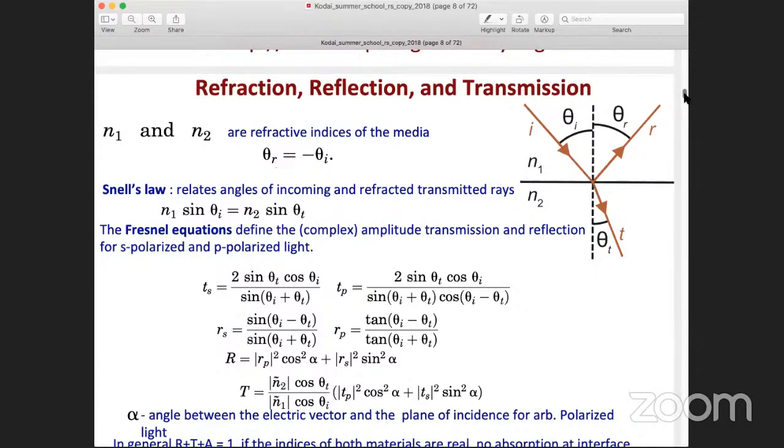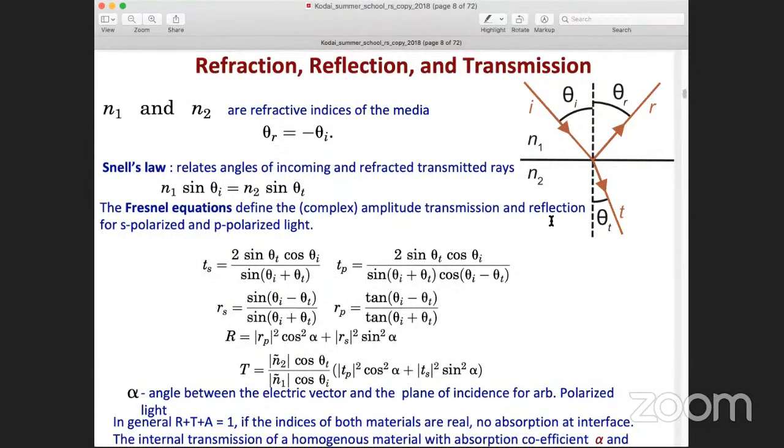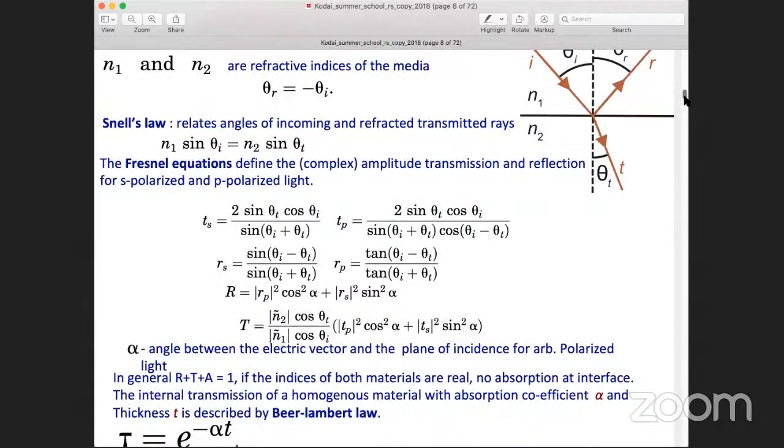Nowadays we do have software which can help us with these basic principles, but we can also do it ourselves. And in some cases, we are required to know the amount of light. If a light ray enters a surface, what amount of light will we get back as reflected, and what amount of light will get transmitted? So we need to do the total power calculation. For that, we normally use the Fresnel equations, which define the complex transmission and reflection of S-polarized and P-polarized light.